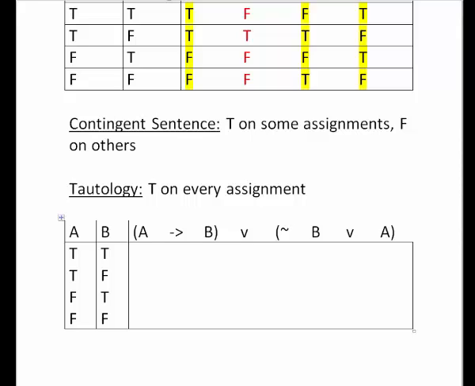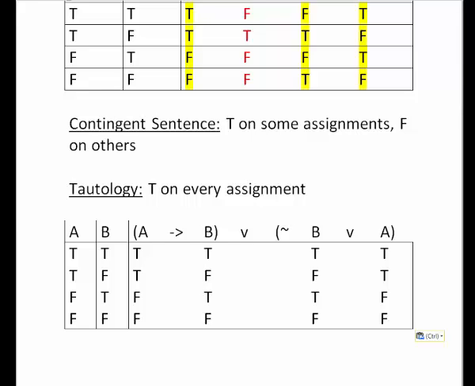Again, both true, first one true and second one false, false and then true, or both false. And I want to compute the value of the entire sentence for each assignment to the simple sentences. I'm going to start by repeating the values for A and B underneath the A and B in my sentence. Now I'm going to go through and compute the parts of my sentence following the same order of operations again and the rules for each operator.